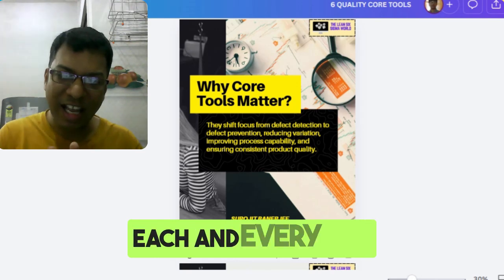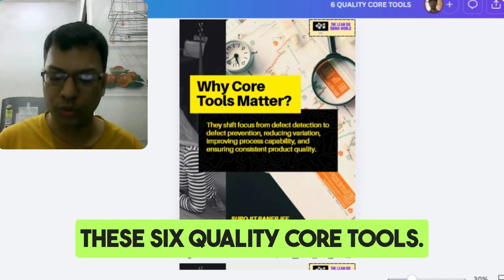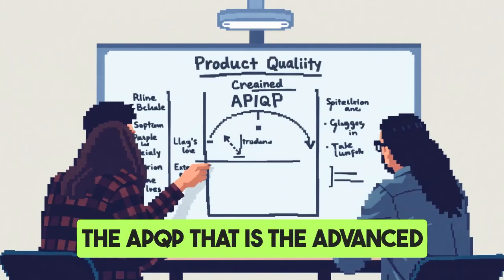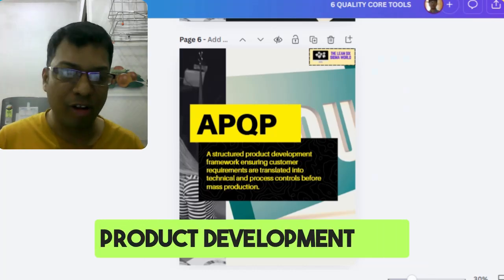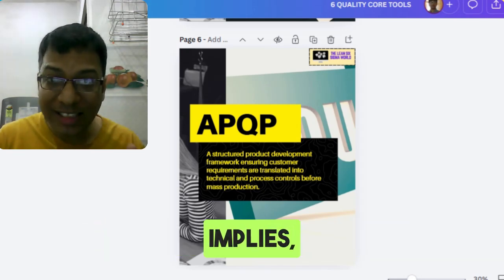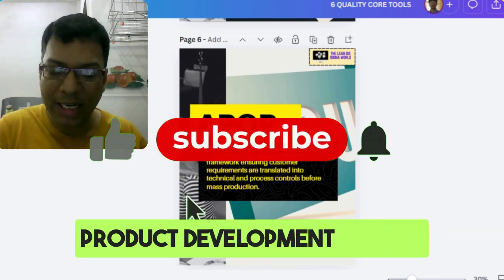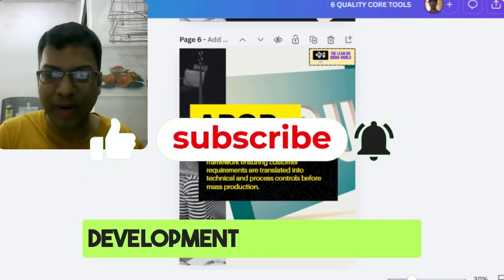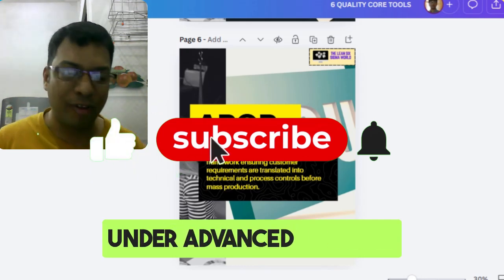Now I will explain each and every core tool separately. To give a brief idea about these six quality core tools, first of all, it is the APQP, the Advanced Product Quality Planning. For new product development, this APQP is used. As the name implies, it covers the advanced planning that you will do for new product development so that you can maintain the quality. That comes under Advanced Product Quality Planning.